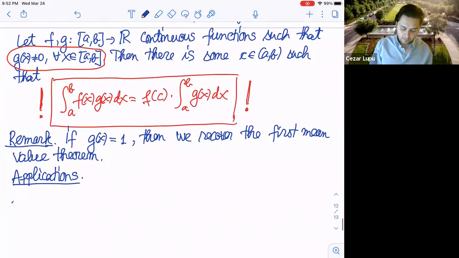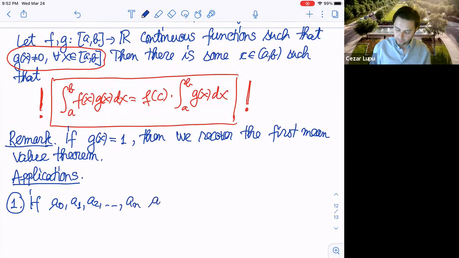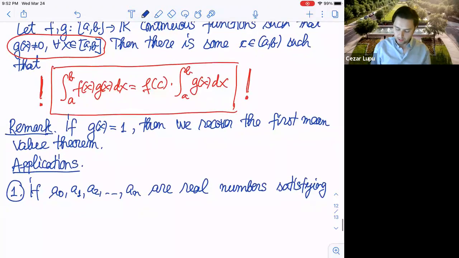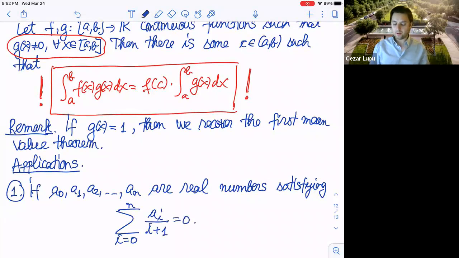And the first one that I have in mind is the following. This was a very old problem. In fact, it's a very famous problem, but let me state it first. If a_0, a_1, a_2, ..., a_n are real numbers satisfying this condition, and I'm going to write it in this way, the sum of a_i over i plus 1, for i from 0 to n, is 0.